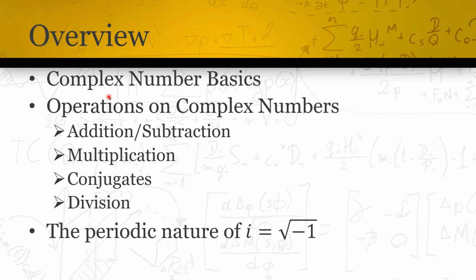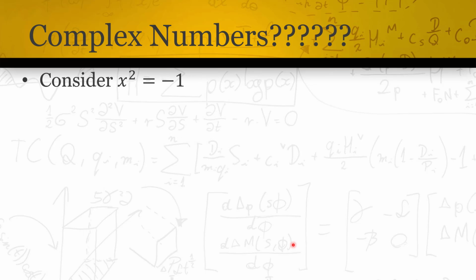We are going to talk about the basic operations of complex numbers, namely addition and subtraction, multiplication, and division with the use of this thing called a complex conjugate. And then we are going to talk about the periodic nature of i, which happens to be equal to the square root of -1.